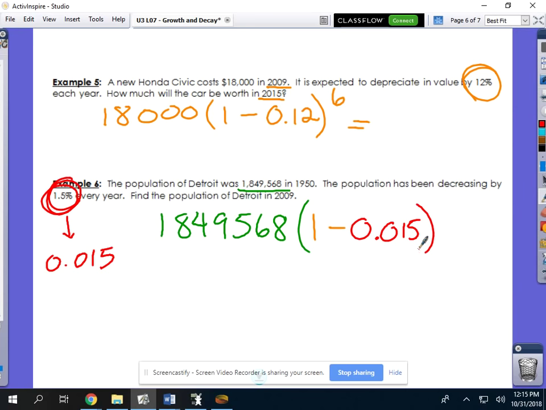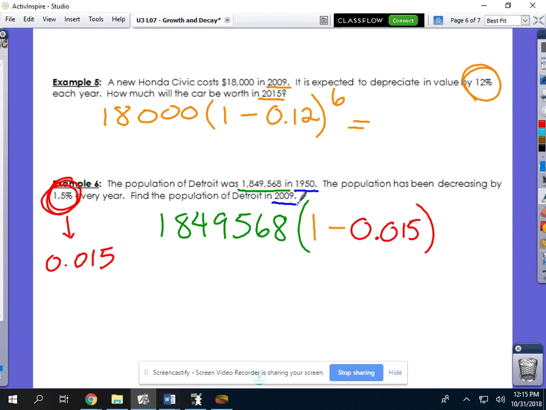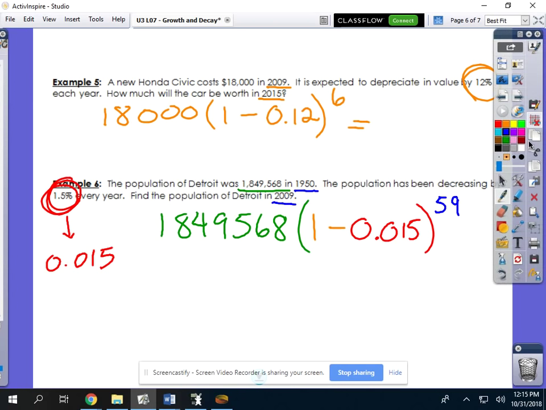0.015. And now we raise it to our time. How many years has it been? Well, it was 1950. This is now 2009. That's 59 years. So there you go. That's all it is. All you got to do is plug those values into the calculator and you are golden.